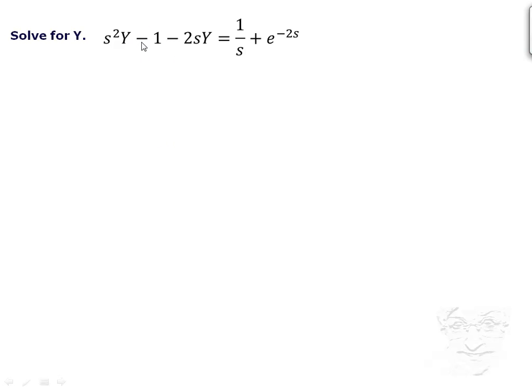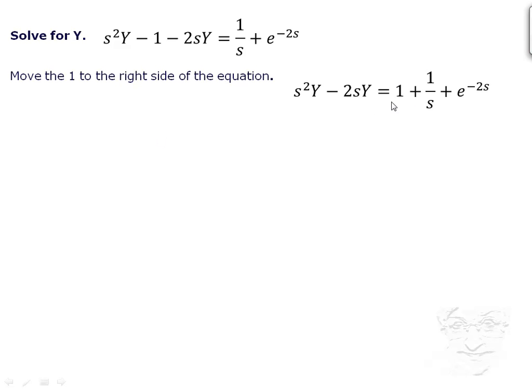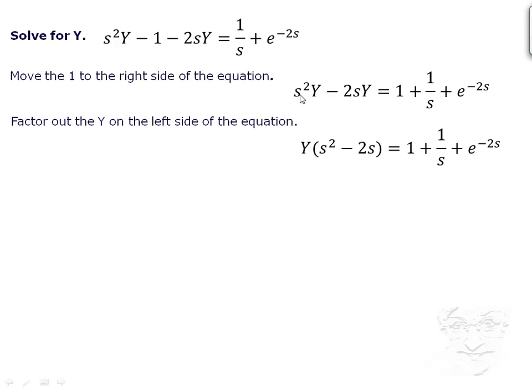I'm going to start by adding 1 to each side of the equation. That's going to bring the 1 over to the right side. I put the 1 in front. And then to solve for Y, I need to factor out the Y. It's going to give me Y times s squared minus 2s. And then I can solve for Y by dividing both sides by s squared minus 2s.